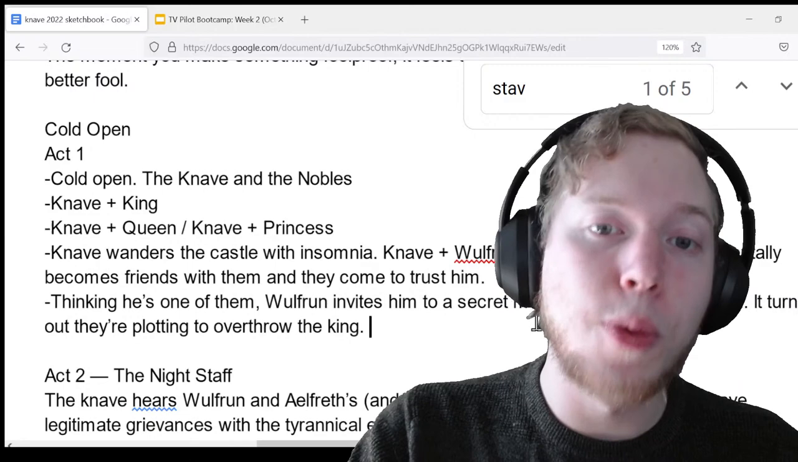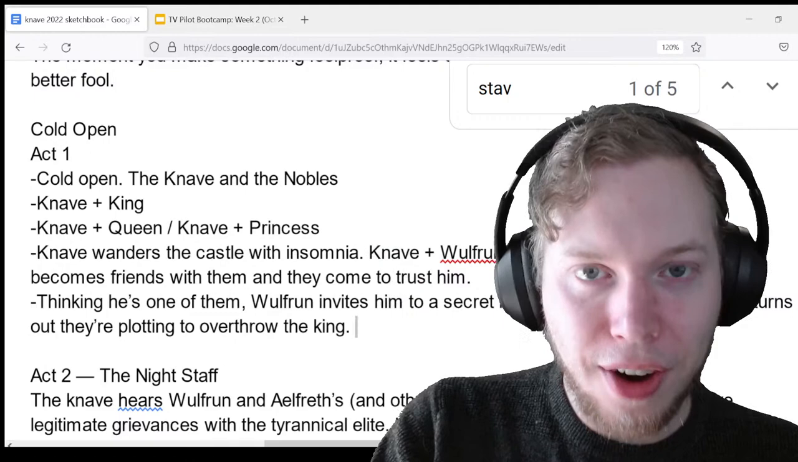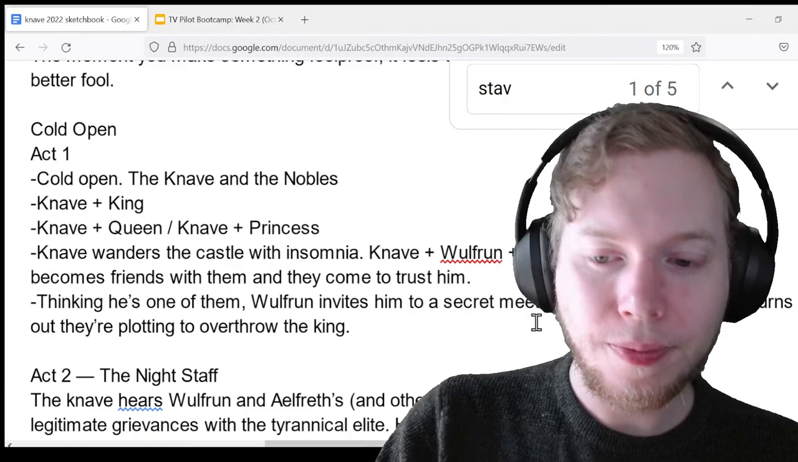Wolfren, the chambermaid, invites him to a secret meeting for all the servants that she has organized, and it turns out they're plotting to overthrow the king. Cut to commercial. Cliffhanger, right? So his new friends amongst the knight staff of the castle, it turns out they're actually creating a secret plot. And the Knave is now going to be forced to react to and respond to that in our act two. So that's what act one looks like, probably.